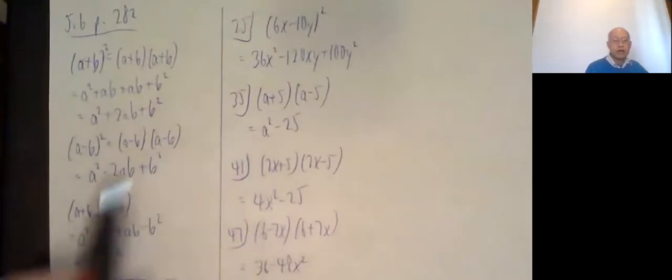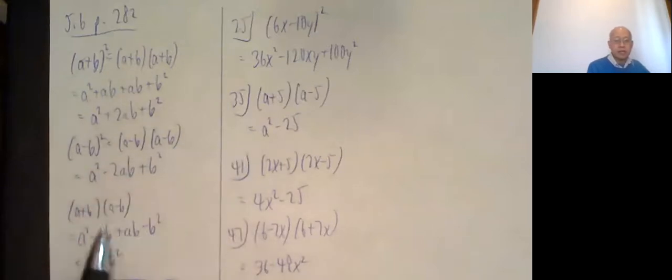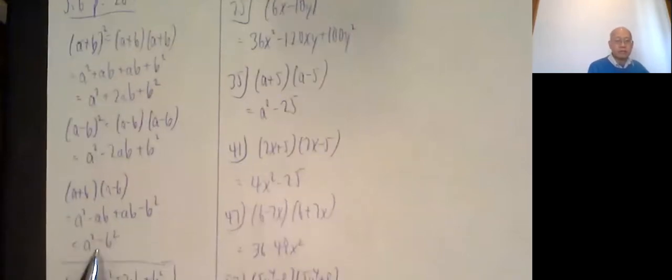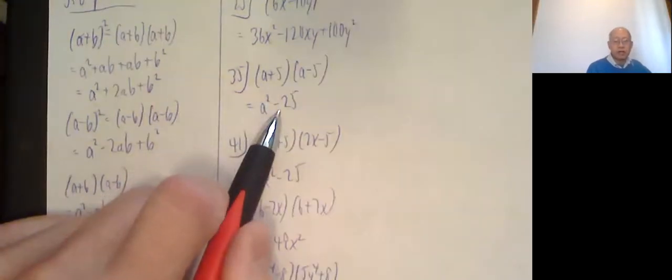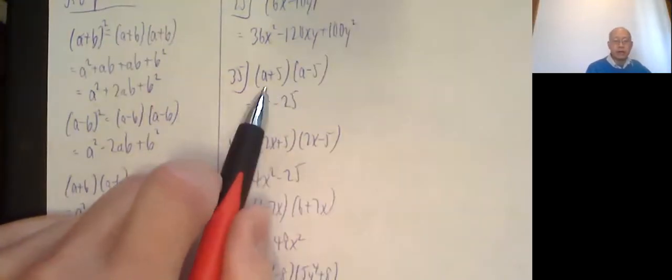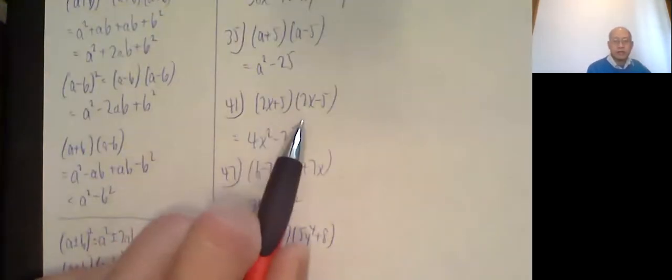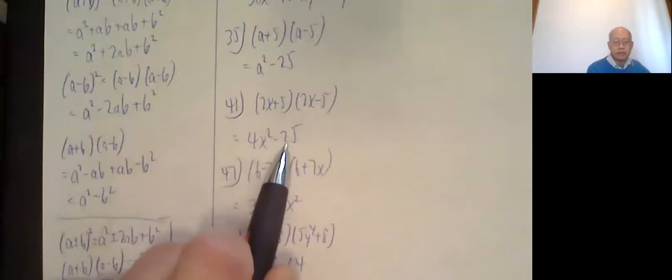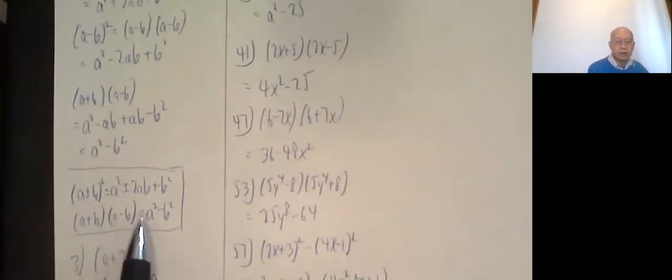Okay, then starting with 35, I'm using this one, a plus b times a minus b. It's just a squared minus b squared. So a plus 5, a minus 5, a squared minus 25. You don't have to worry about the outer and the inner. They always cancel out. 2x plus 5, 2x minus 5, 4x squared minus 25. First and last, essentially. So when you have something that looks like this, the outer and the inner cancel out. It's just first and last.